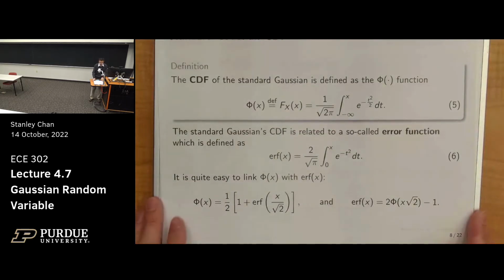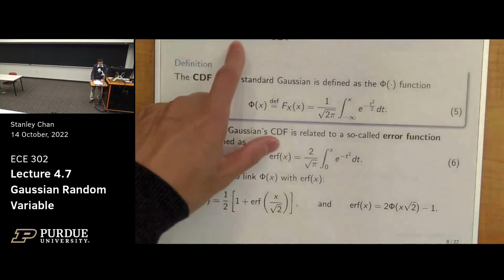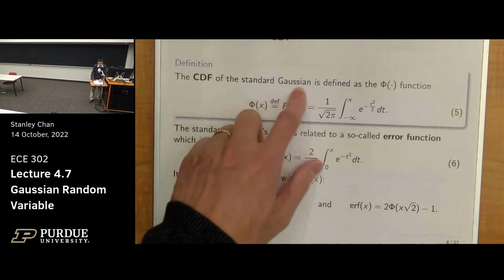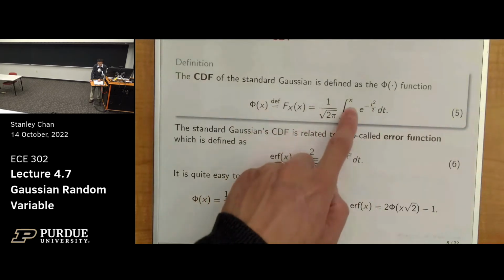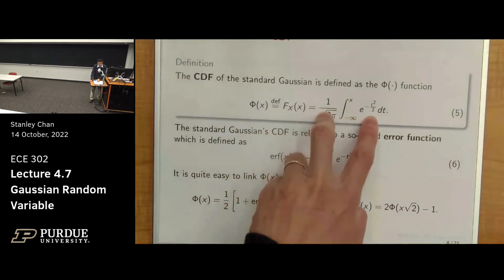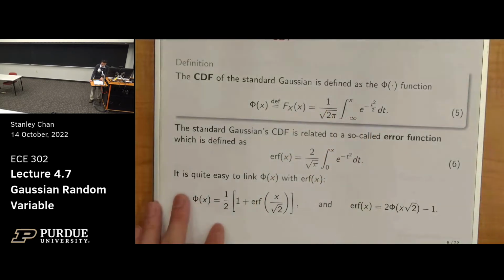So let me just recap here. The CDF of the standard Gaussian is defined as this phi function. It is this integration from minus infinity to x of this zero mean unit variance Gaussian random variable.